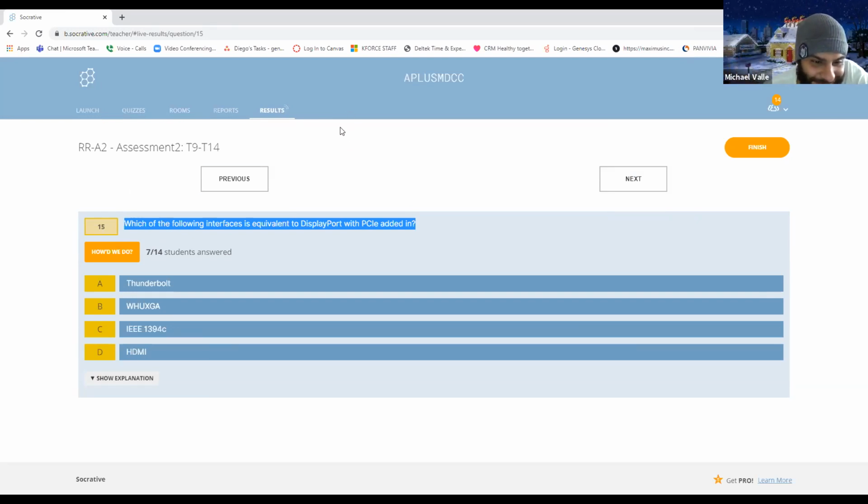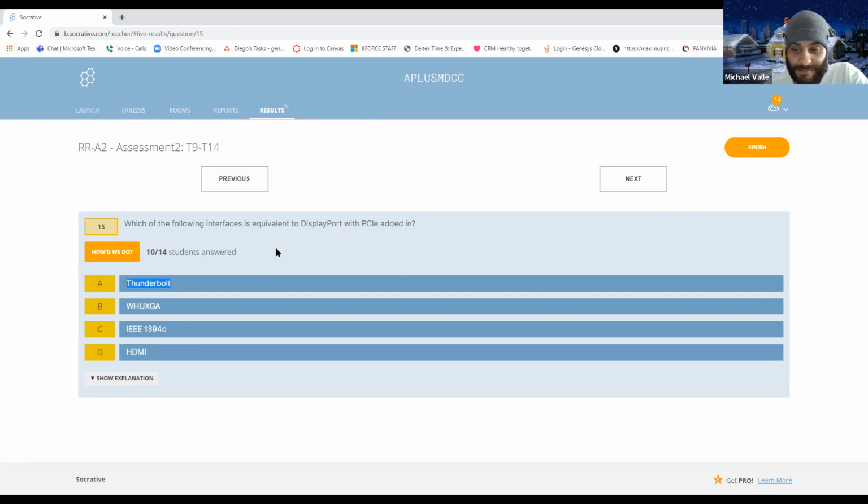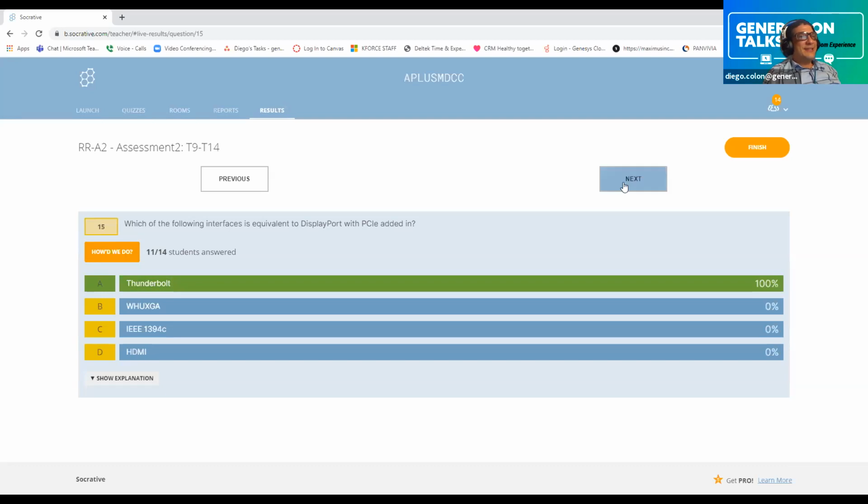Which of the following interfaces is equivalent to DisplayPort with PCIe added in? My answer was Thunderbolt. Everybody agree? Let's see. Come on, guys. Woo! I think you guys are just smiling throughout that whole review. Next one.